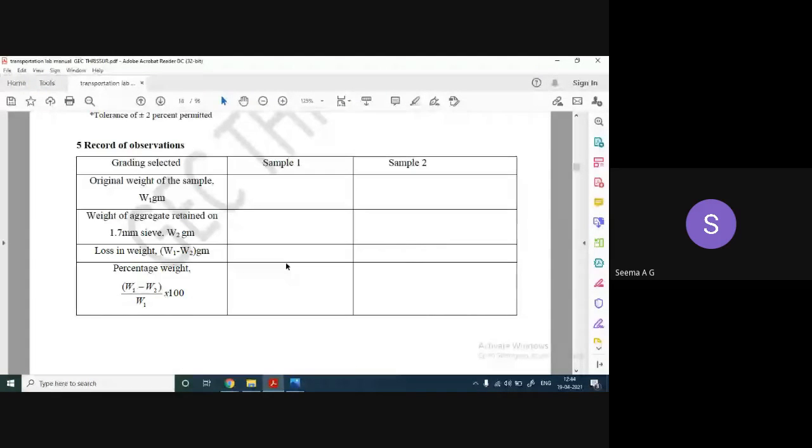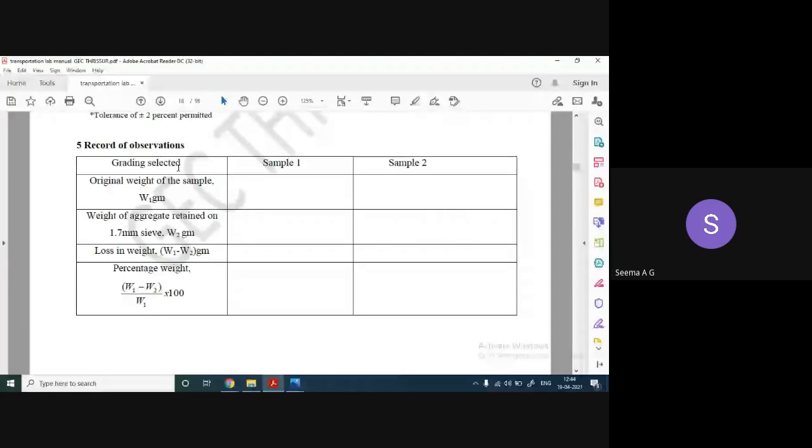The Los Angeles abrasion value is calculated as loss in weight divided by the total weight of the aggregates, into 100. That's how you calculate the Los Angeles abrasion value: loss of weight divided by the total weight into 100. So first you have to take the quantity, we have to weigh the aggregates.